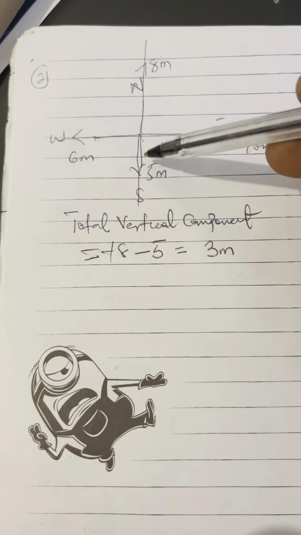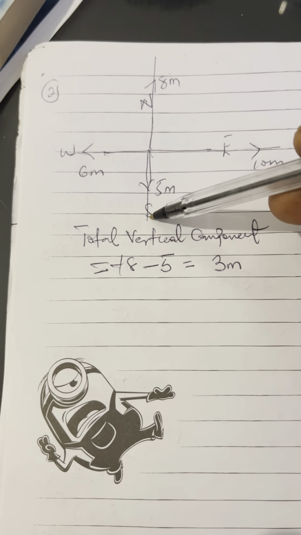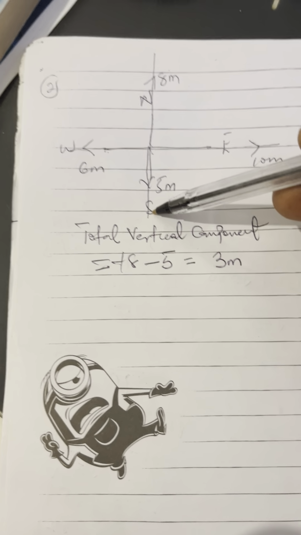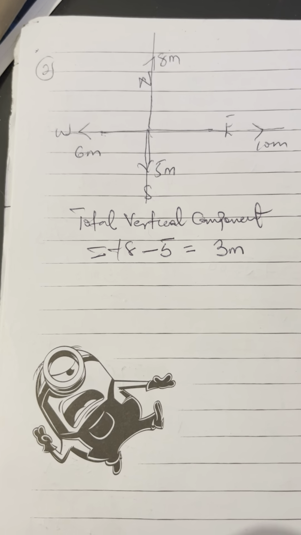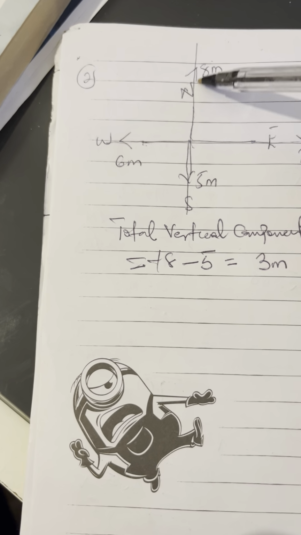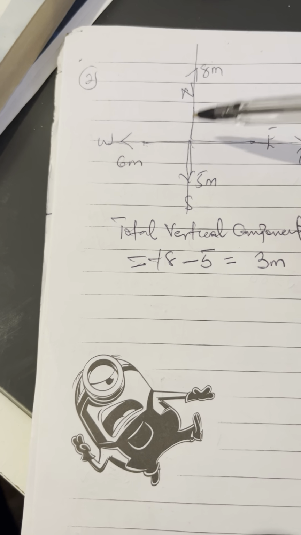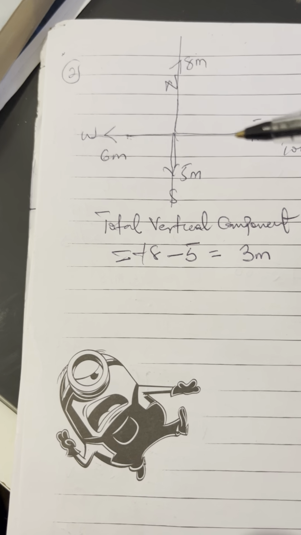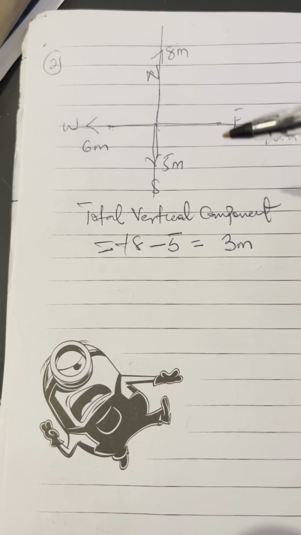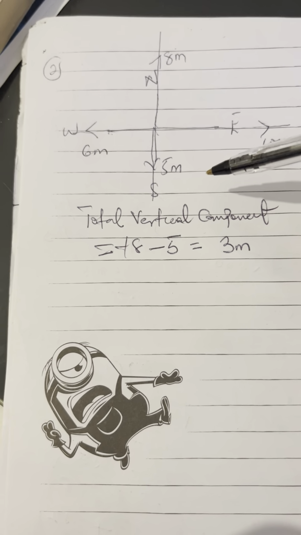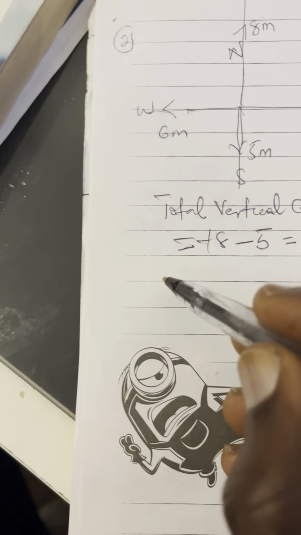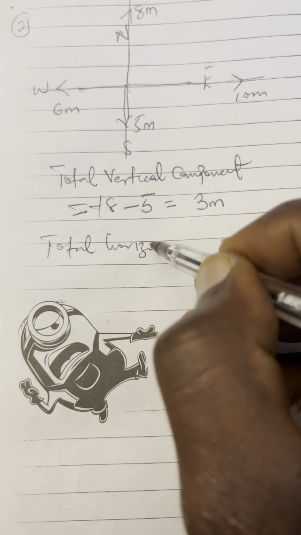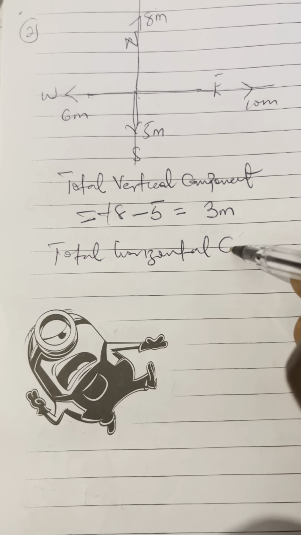Why is it minus 5? Because it is acting along the negative Cartesian y plane. Another thing you have to know is that when you are solving questions that relate to vectors, you have to take note of the direction. Direction is very, very important. Are you getting it? So let's look for the total horizontal component.